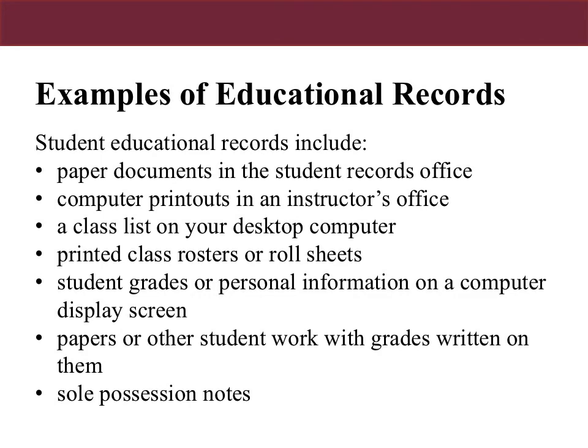Some examples of student educational records include paper documents in the Student Records Office, computer printouts in an instructor's office, a class list on your desktop computer, printed class rosters or roll sheets, student grades or personal information on a computer display screen, papers or other student work with grades written on them, or sole possession notes.